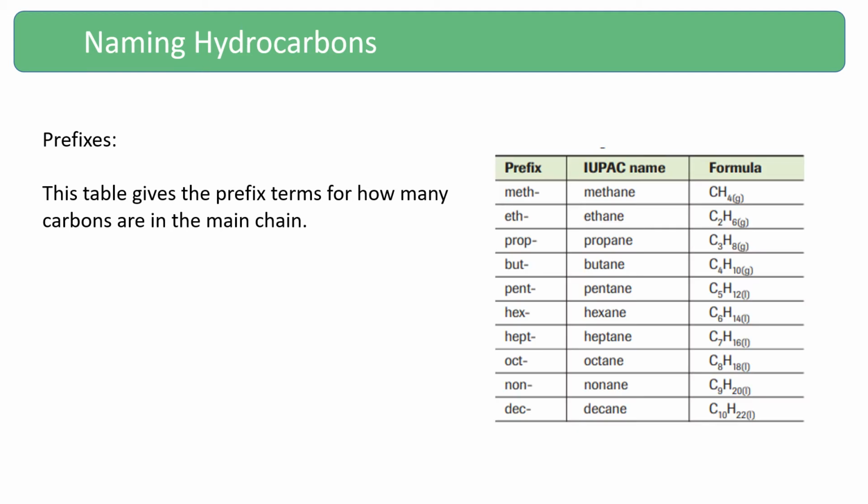This table gives you the prefix terms for the number of carbons in the main chain for a variety of formulas. So meth is 1, eth is 2, prop is 3, but is 4, etc. Have this available as you work through this lesson.